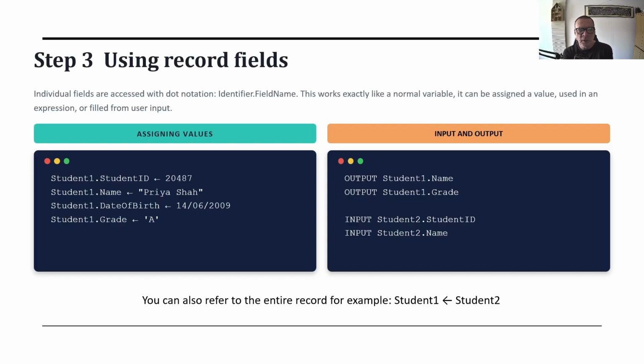So to use them, assignment is completely normal. We just use the same arrow as the rest of assignment in CIE pseudocode, except that we use dot notation to indicate which particular field of the record we're talking about. And again, input output is exactly the same as normal, but you just use dot notation to indicate the field you're interested in. You can also refer to the entire record. For example, if you want to move the entire student2 record into student1, you can do that. So long as they're the same data type, that's absolutely no problem.